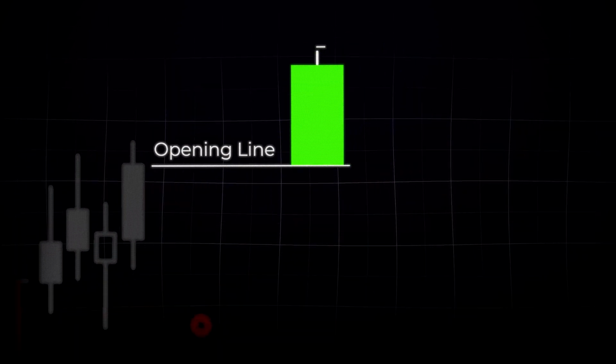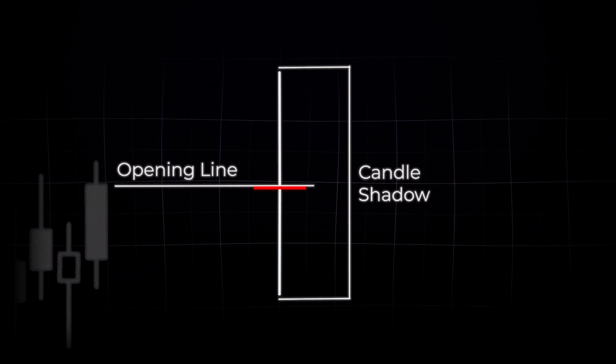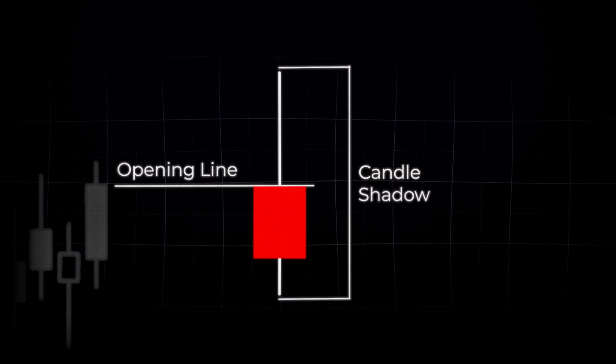Then we have the shadows, or wicks, on the top and bottom. These show where the price moved during the candle's formation. Sometimes it looks like the market tried to break through a level but didn't have the strength to hold it.